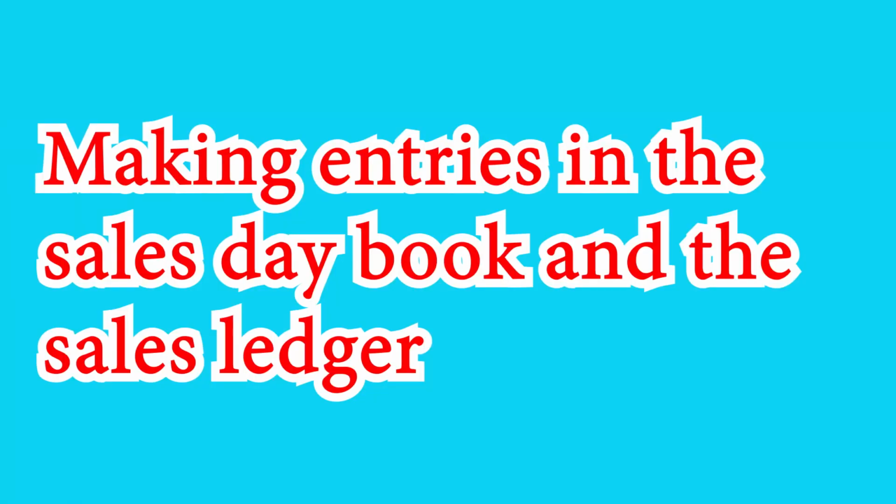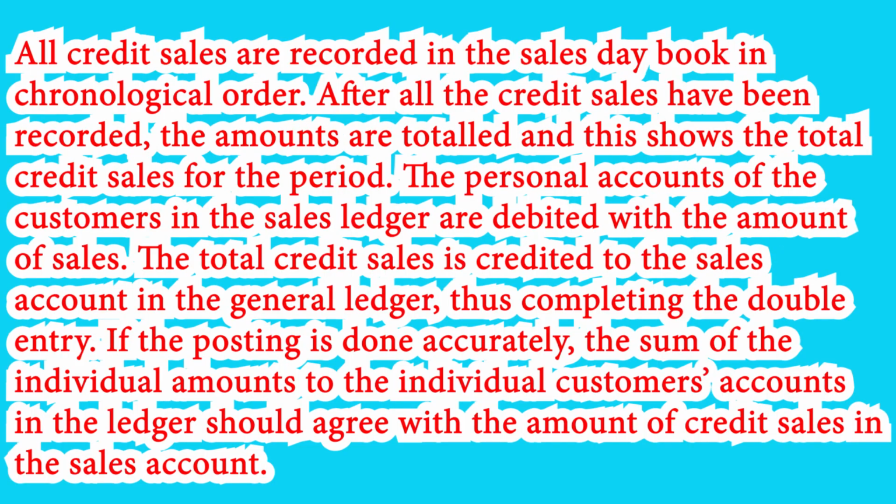Let us look at making entries in the sales daybook and the sales ledger. All credit sales are recorded in the sales daybook in order of dates. After all the credit sales have been recorded, the amounts are totaled, and this shows the total credit sales for the period. The personal accounts of the customers in the sales ledger are debited with the amount of sales. The total credit sales is credited to the sales account in the general ledger, thus completing the double entry.